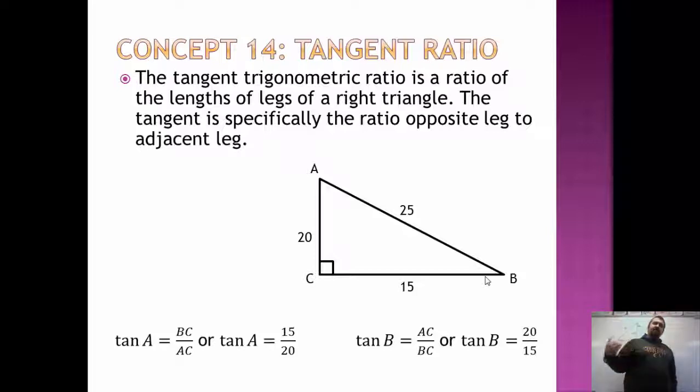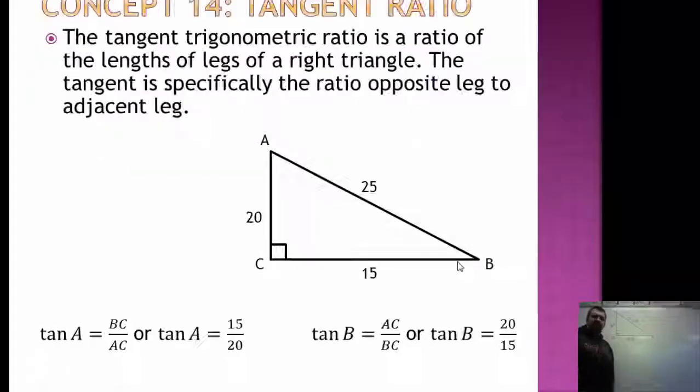So, the first one we're going to look at today is what we call the tangent ratio. Now, it is a trigonometric ratio of two lengths in a triangle. It ends up being the trigonometric ratio of the lengths of the legs of a right triangle. Specifically, it's the ratio of the opposite leg to the adjacent leg. So let me redraw the picture we have here.